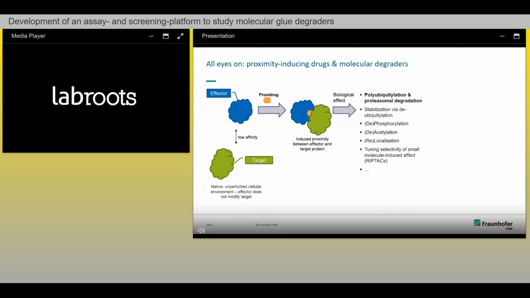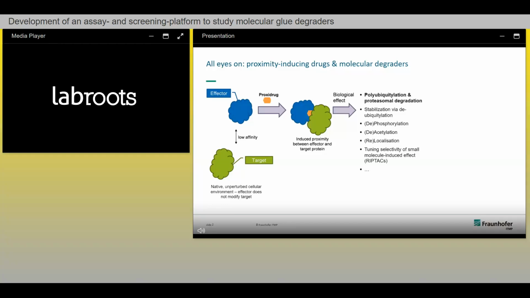This can have a range of biological effects, one of those effects being polyubiquitylation, when the effector protein is in fact an E3 ligase. So the target protein can be ubiquitylated, and that's then the signal for degradation of that target via the proteasome.